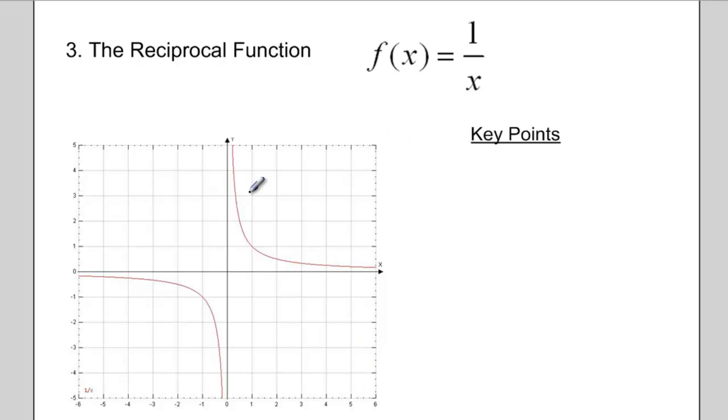So let's take a look at how this function works. Notice whatever value you put in for x, we always get the reciprocal, or 1 over that number. So my first key point is at 1, where the x value is 1. Notice how y, or f(x), will also be 1, because 1 divided by 1 is 1. So that's a really easy key point to know, (1, 1).